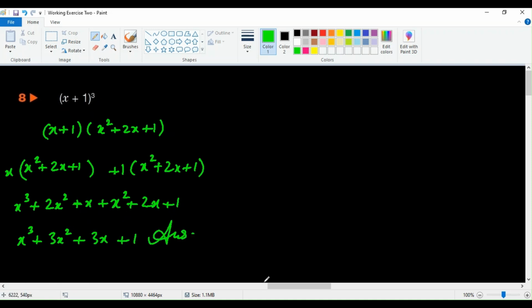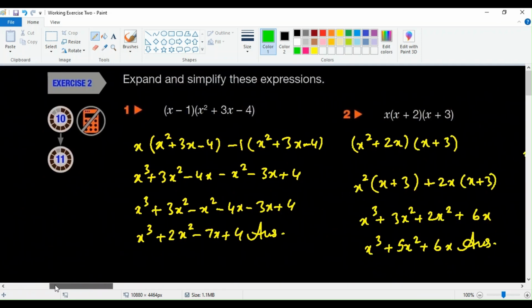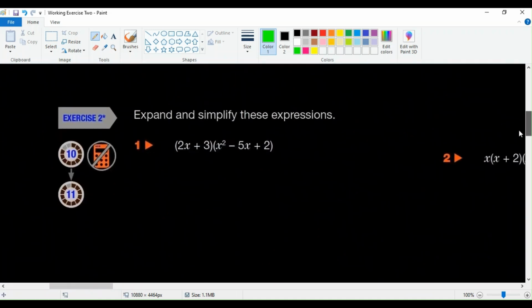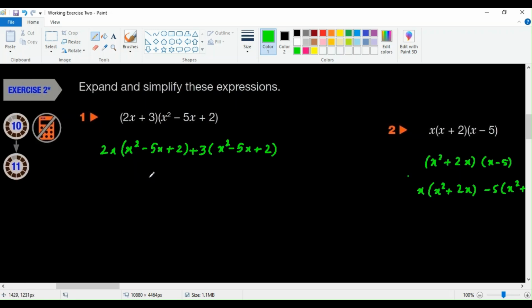That's how exercise 1 is completely done. Exercise 2, I mean. Now we are moving on to 2-star exercise, which is something like this. When x squared minus 5x plus 2 is going to be multiplied by 2x plus 3, I have written x squared minus 5x plus 2 two different times, and then it's going to multiply by 2x and plus 3 separately.